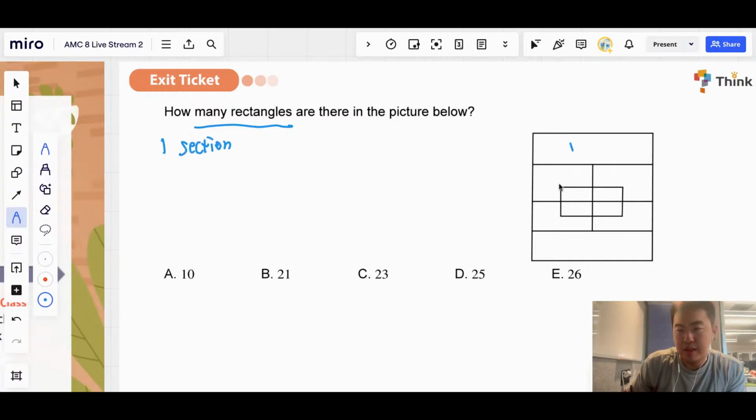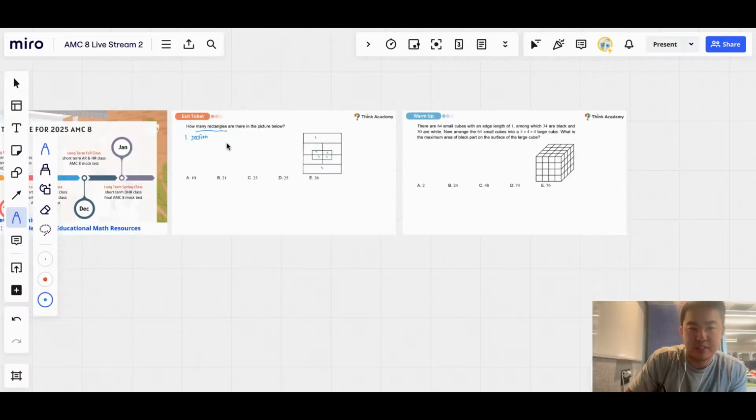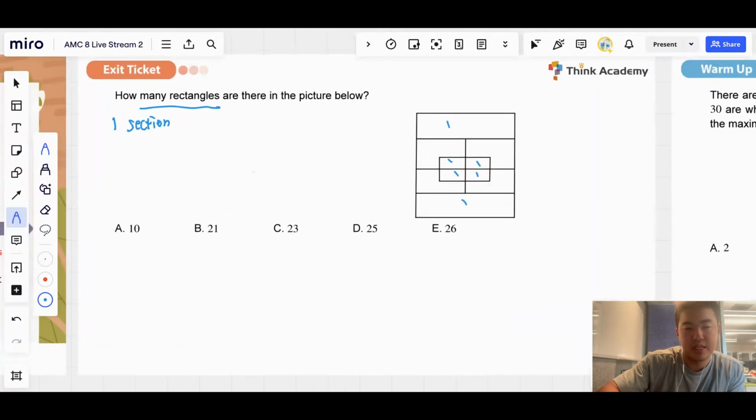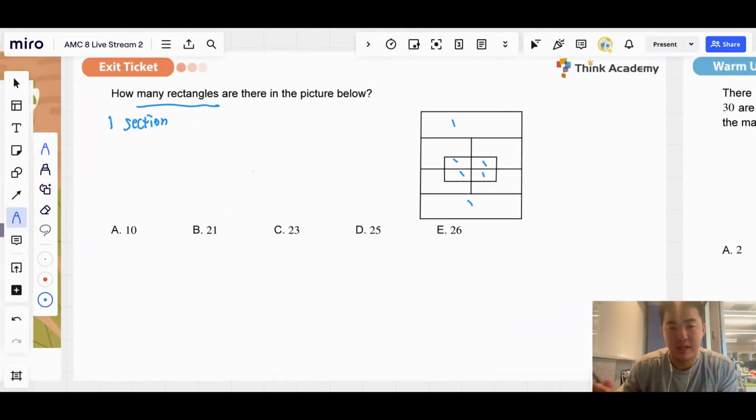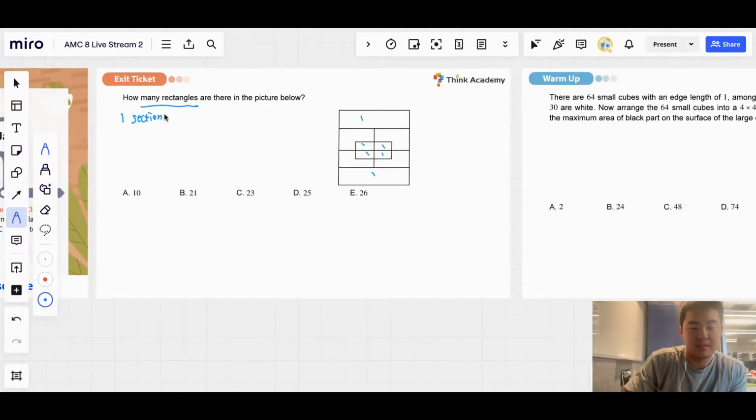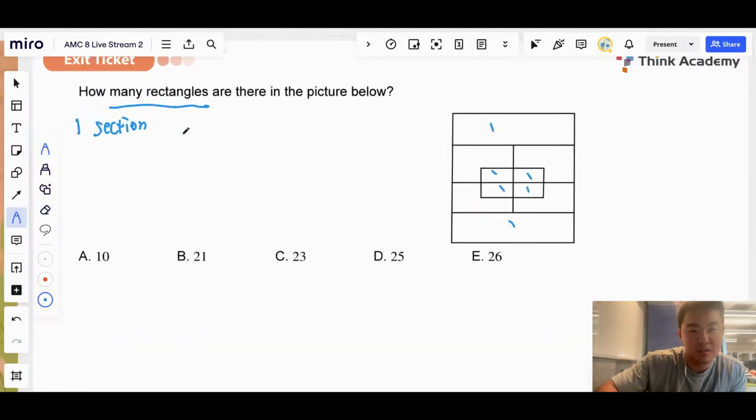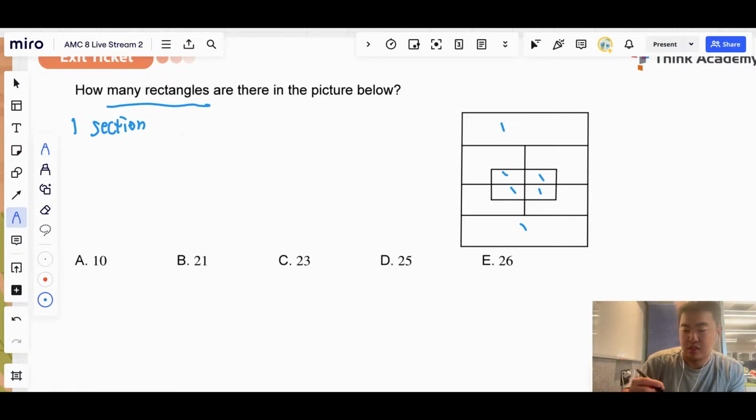So that's 1. This is 2. This is 3, 4, 5, and 6. Okay, just 6. Oh, sorry, I zoomed out too much. So let me zoom it back in. So we should have 6 of these kind of rectangles. Okay, so that's 6. Still zoomed out too much. Okay, good. Now I should be fine. So we have 6 of them.